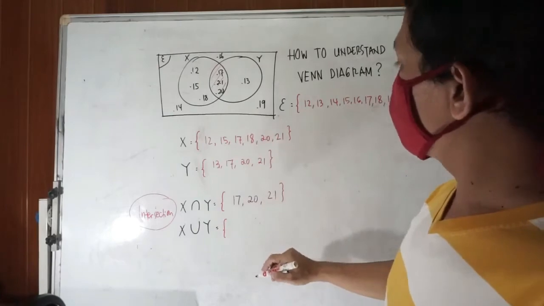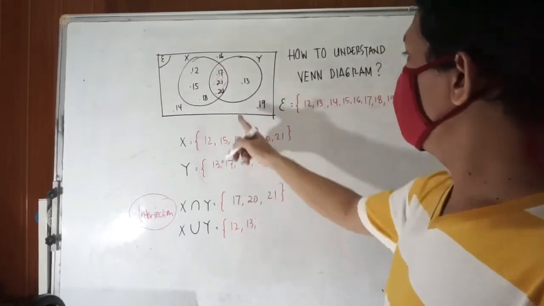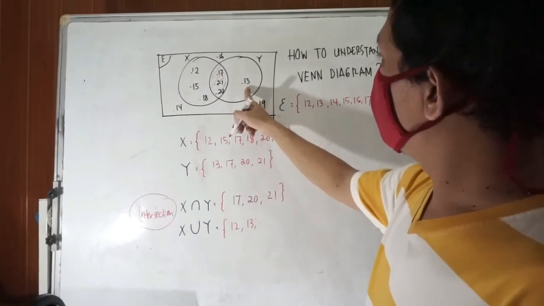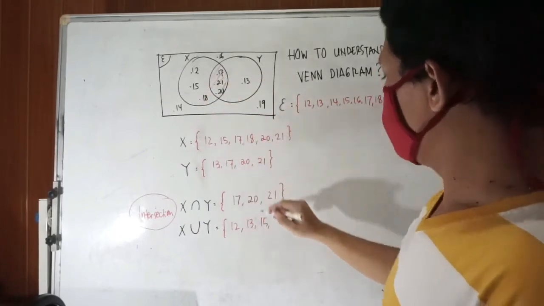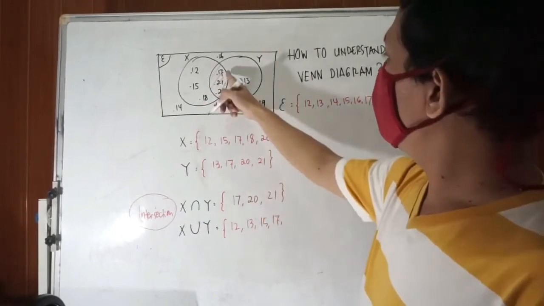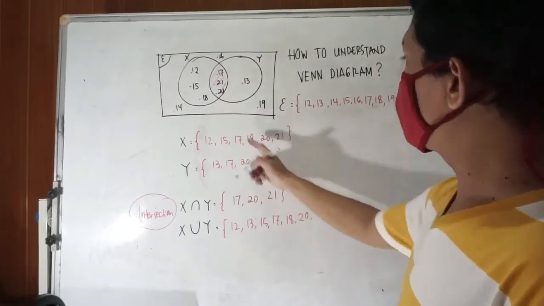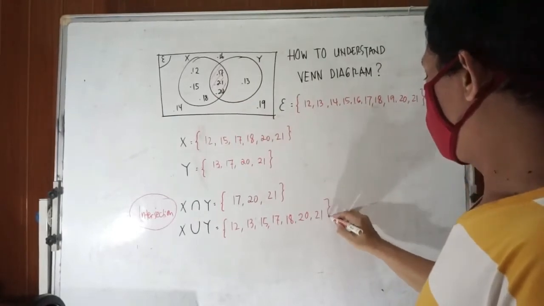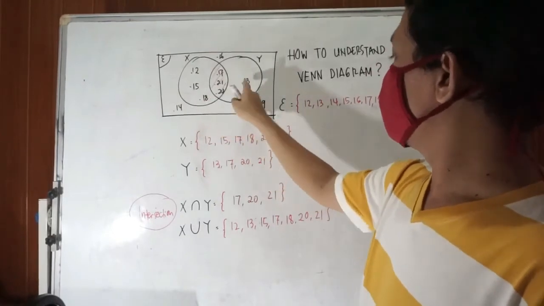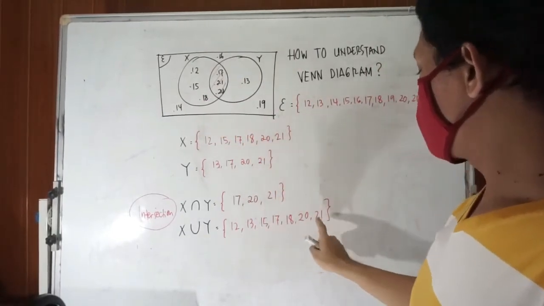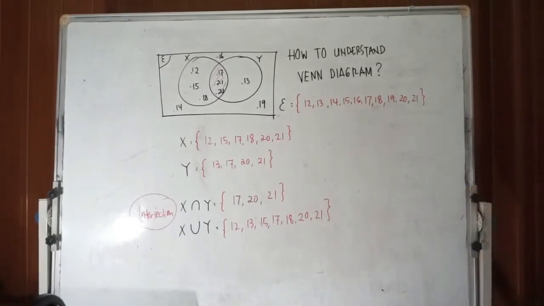Start from 12, right? 12, and then here 13, and then 15, and then 17, and then 18, and then 20, and the last is 21. Okay, now we're going to check it. Is it correct or not? 1, 2, 3, 4, 5, 6, 7. Complete. Okay, I think that's complete, right? About the Venn diagram description.